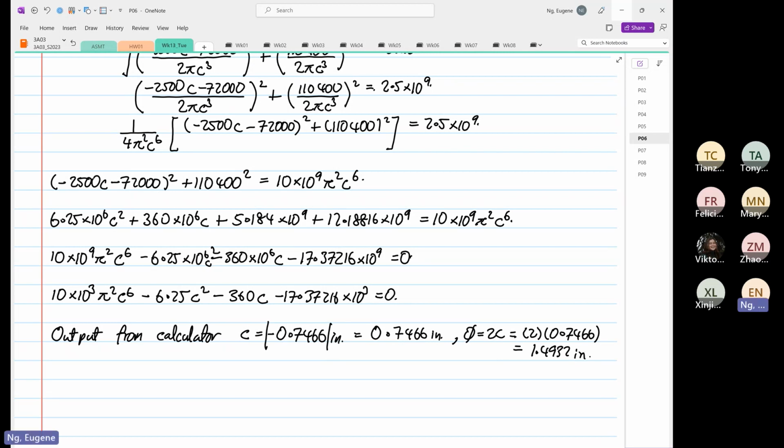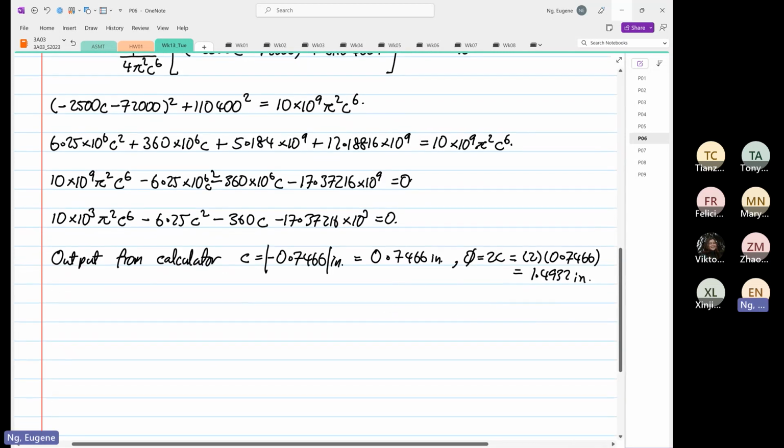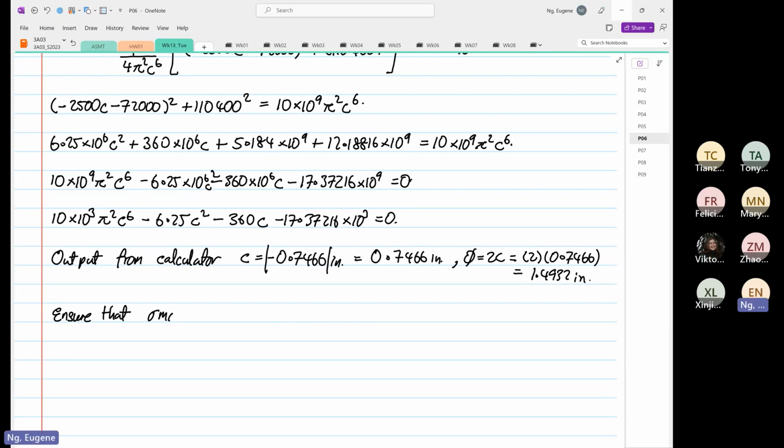So we are not done yet. We have to ensure that the absolute value of stress max and the absolute value of stress mean must be less than what? 100 megapascal. Okay, so how do we do that?